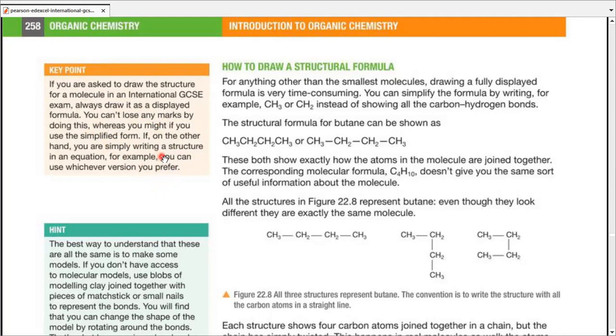But again, it's just a key point. You may prefer any version of it. It's entirely up to you whether you prefer writing this way, this way, or drawing the whole displayed formula like this one, right? So it's entirely up to you which one you choose. Moving on.